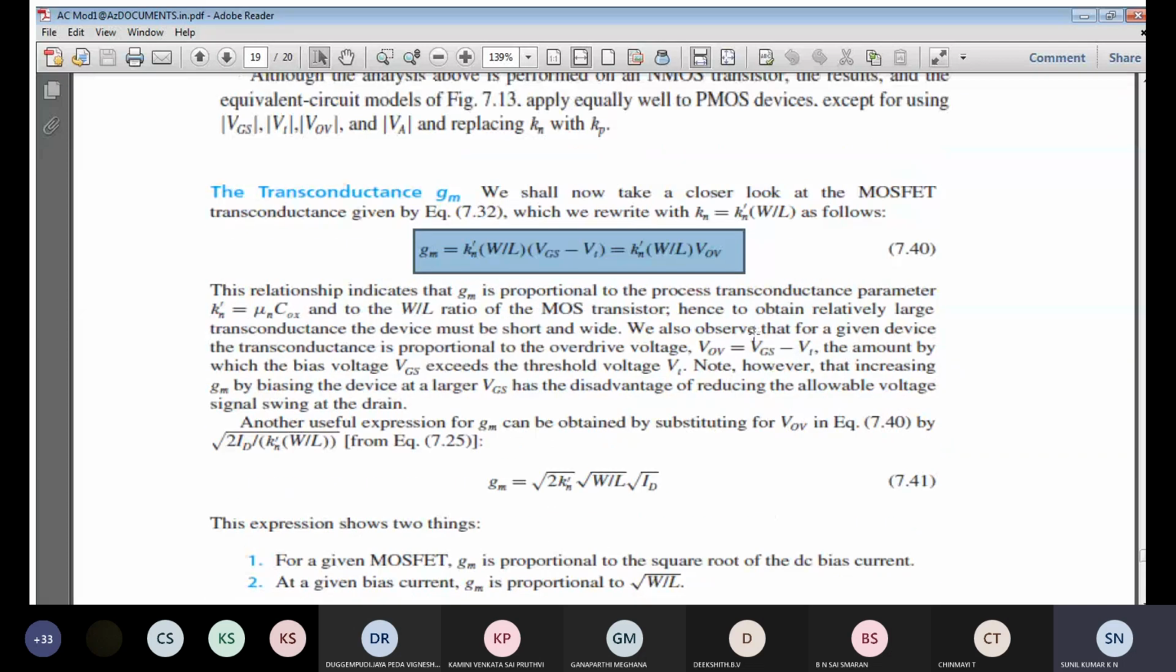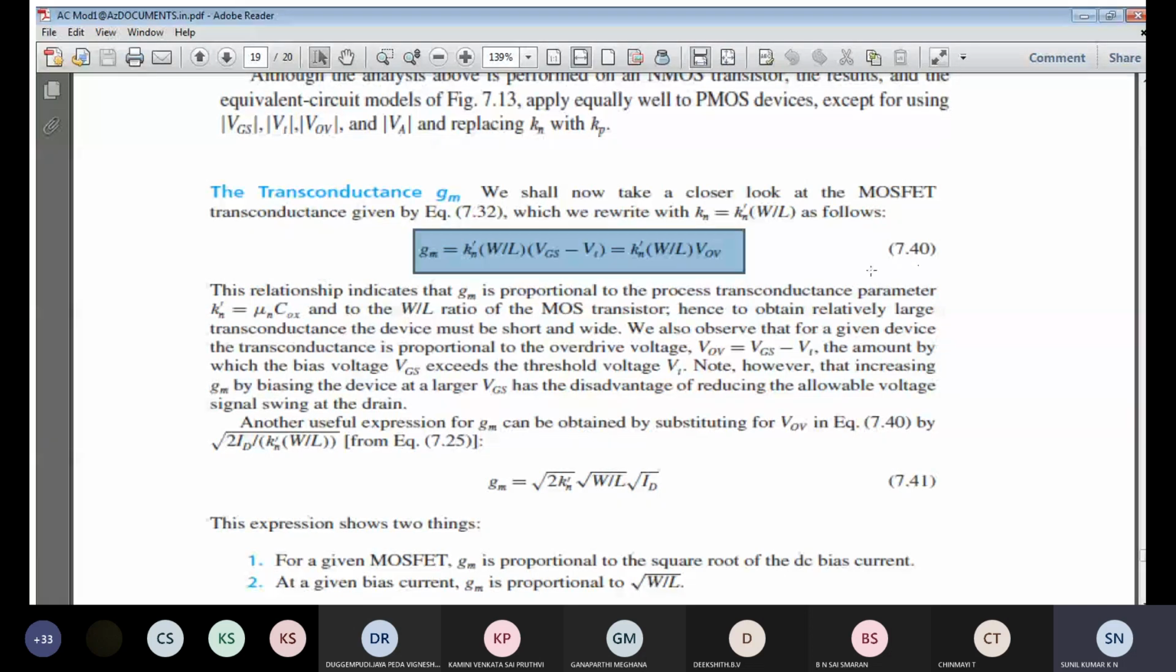So in this expression, we can say that GM, the transconductance, is proportional to Kn dash. Kn dash means mu n into COX, which depends upon the process, so Kn dash is nothing but the process gain parameter, a process dependent parameter. So it is directly proportional to Kn dash as well as the W by L ratio of the transistor.